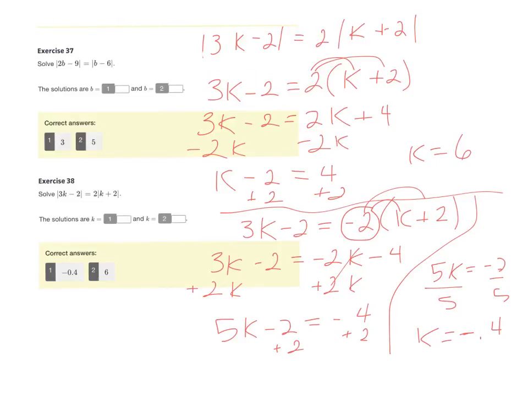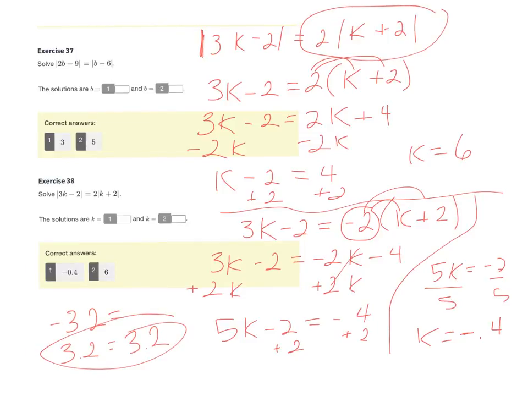3 times, and I'm just going to use a calculator for this, 3 times negative 0.4 equals negative 1.2 minus 2 equals negative 3.2. So I'm just going to write this over here so I don't forget. Negative 3.2, and then we're going to check here. So I've got negative 0.4 plus 2 gives me a positive 1.6, and then times that by 2, I get 3.2. Oh, and I forgot this is absolute value, so this should be 3.2 is equal to 3.2. And that's how you would do the check on 38.